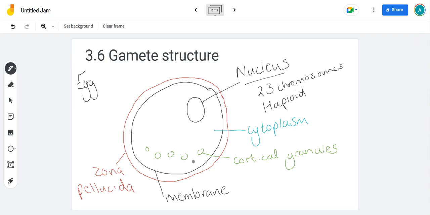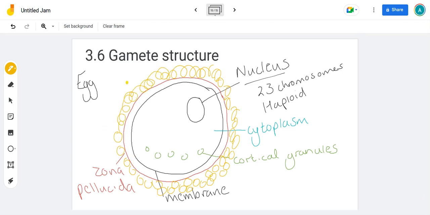And the last thing that we need to know about is the follicle cells. The follicle cells are right around the outside, even outside of the zona pellucida. We've got these cells all the way around here. They're actually other cells that are not really part of the egg cell, but they're always there, so we draw them on. I'm just going to do it like this. You get the idea. They're called follicle cells.